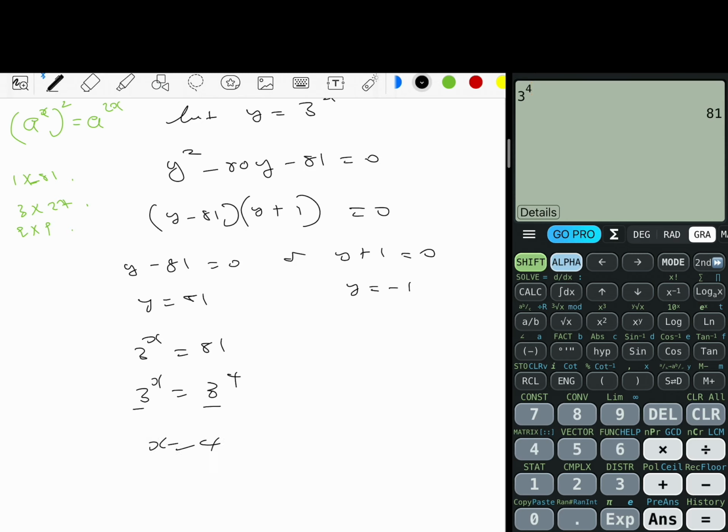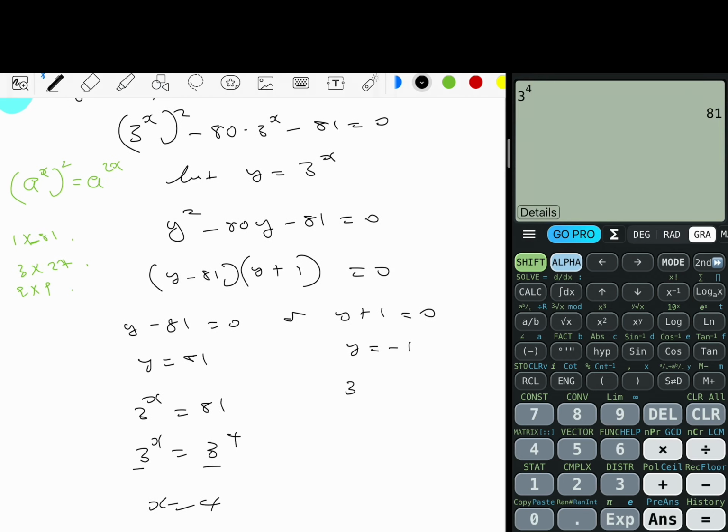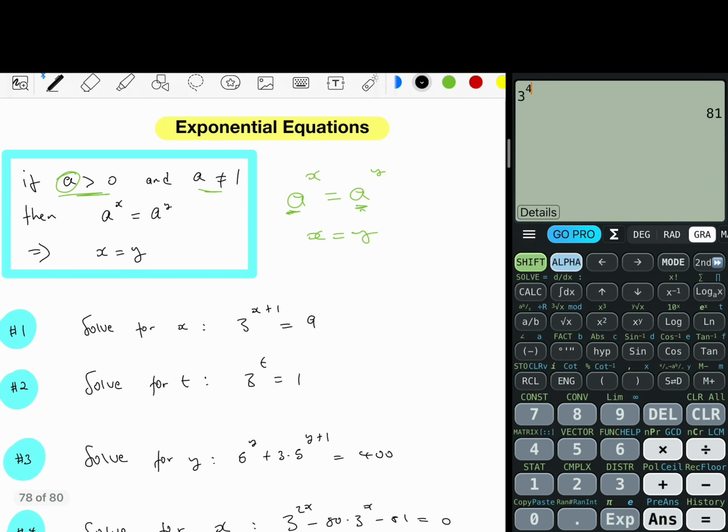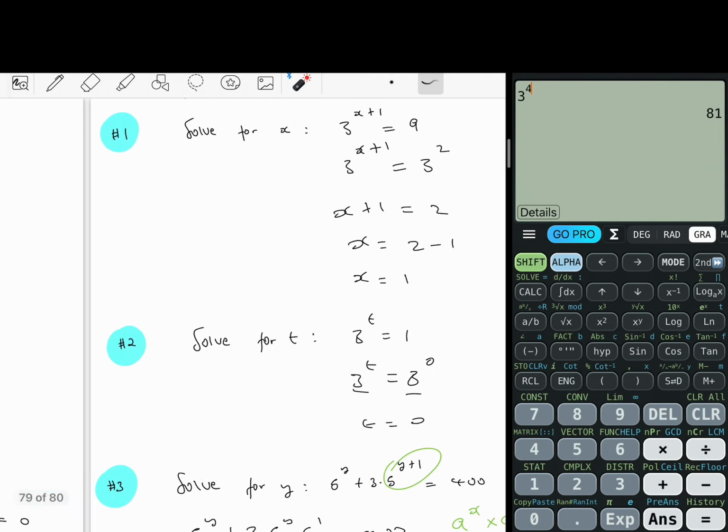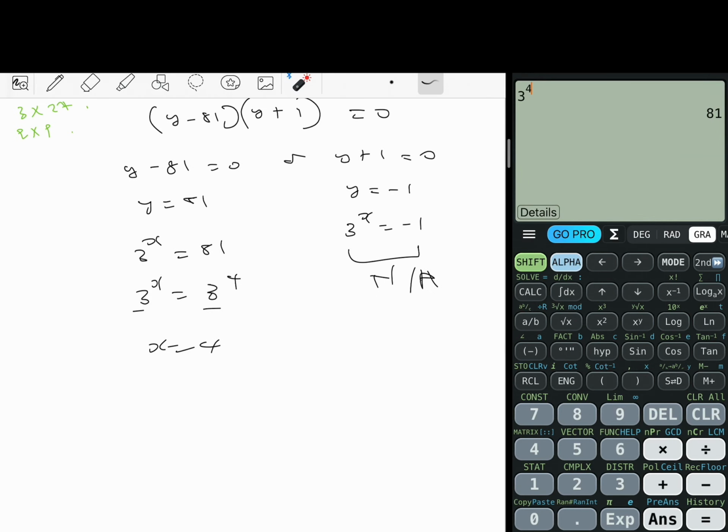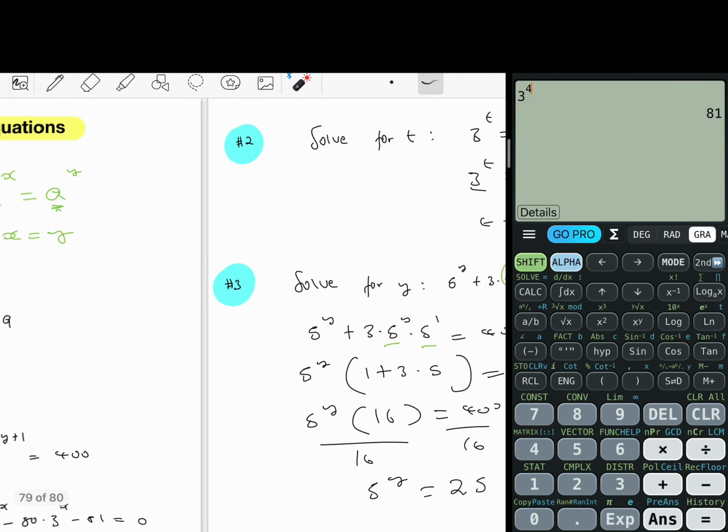Now, base is the same, therefore we can equate the exponent. And here we have 3 power x equal to negative 1, and this is undefined. You can't solve for this. Try and solve it, but you realize that 3 power x equal to negative 1 is undefined. We cannot solve this because of the rule that we discussed: the base a should be positive, it can never be negative. So if you have negative numbers like this, then it becomes impossible. Okay.